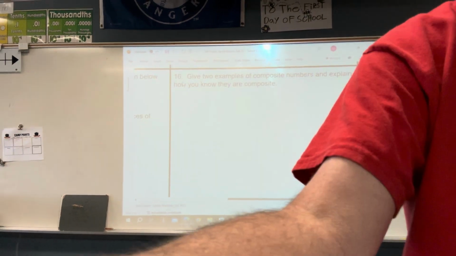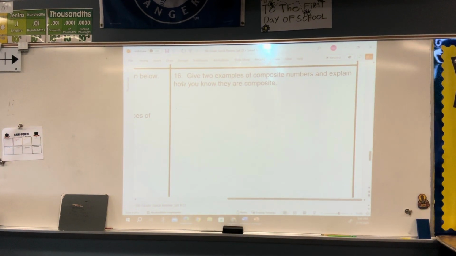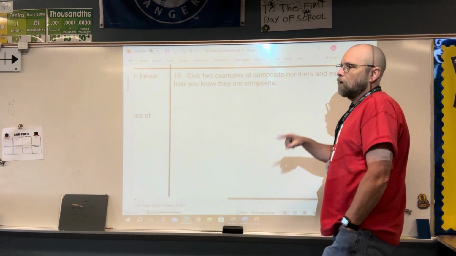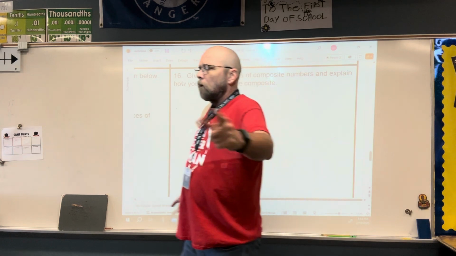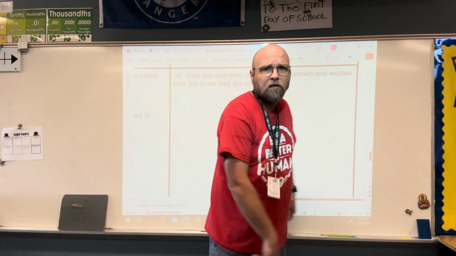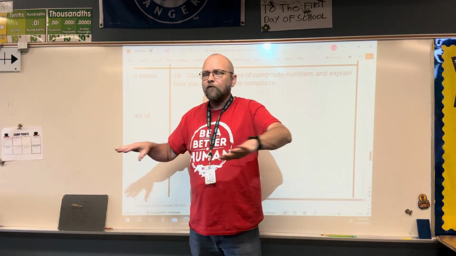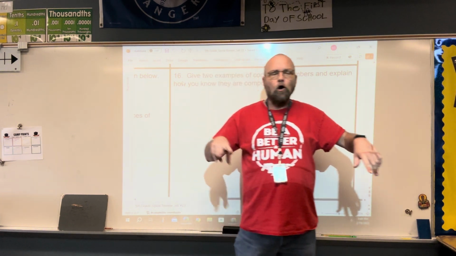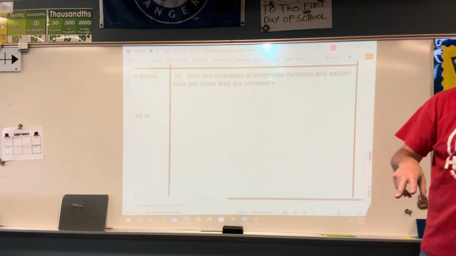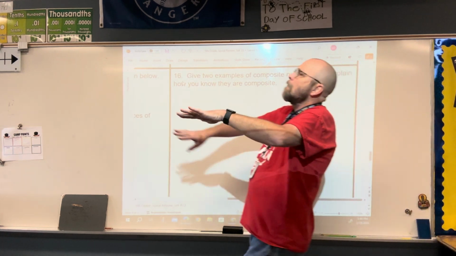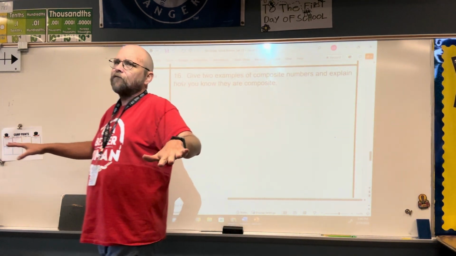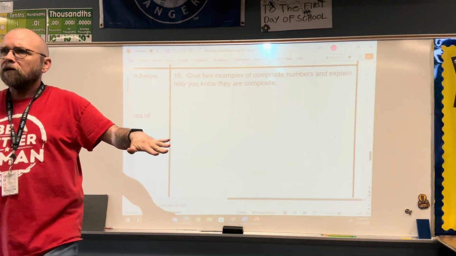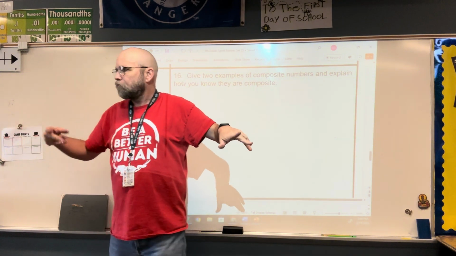All right, so give me two examples of composite numbers and explain how you know they are composite. Well, who can tell me the only even number that is prime? 2. 2 is the only even number that is prime. Every other even number is composite because it has 2 as a factor.